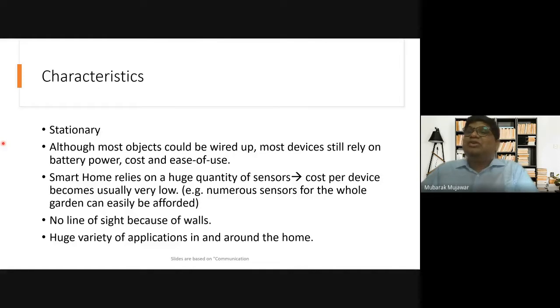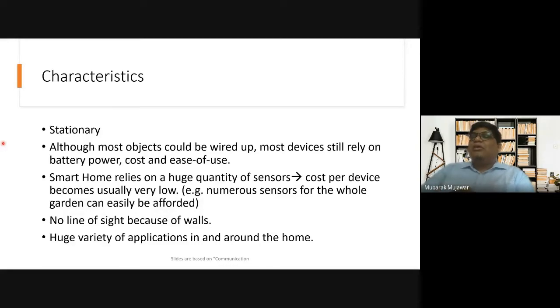Smart home relies on a huge quantity of sensors. For example, if we have, say, TV, fridge, refrigerator, AC, geysers, so there are n number of devices which we use. The quantity of sensors is very huge. If we go to a garden, we have almost 5 sensors per square meter. So there is a huge quantity of sensors.